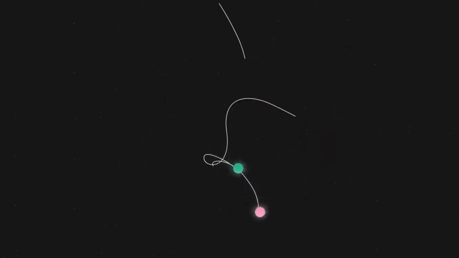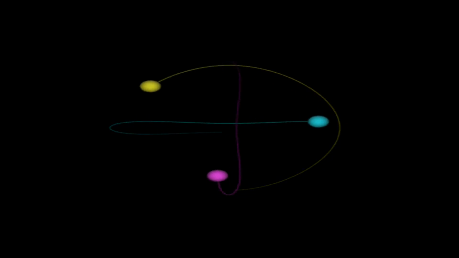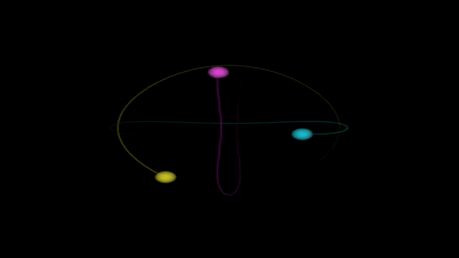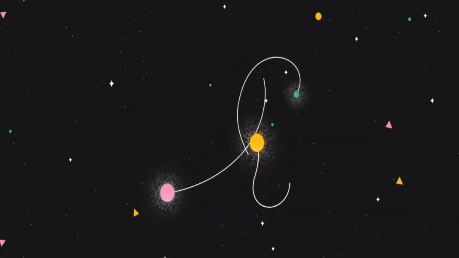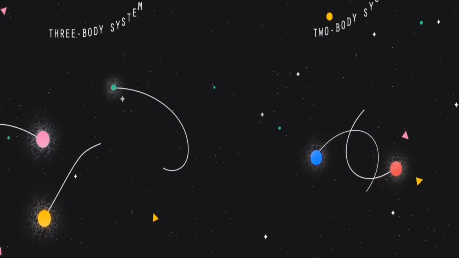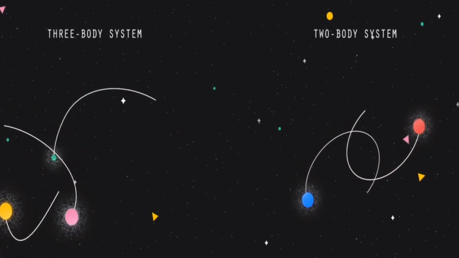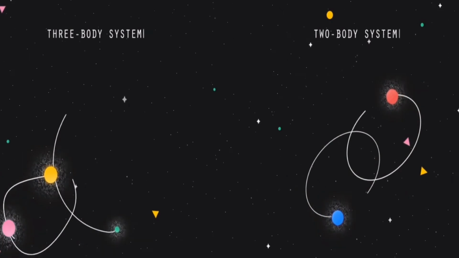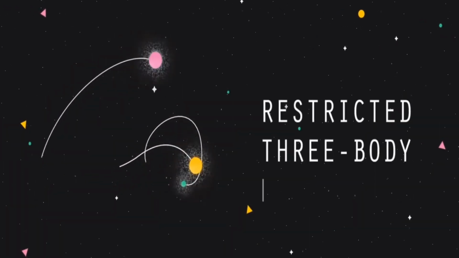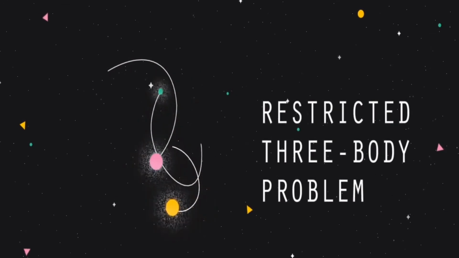But what if we have n bodies or three bodies? As we can see here, the random motion of three bodies will give a large number of unknown variables which cannot be solved analytically. And for this reason, we have a special case in which the third body is considered as a point mass with negligible gravitational force. This case is called the restricted three-body problem.